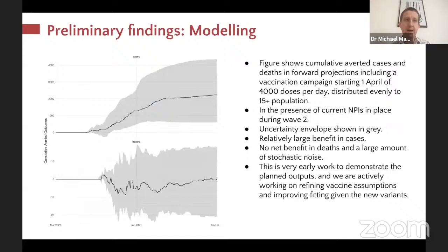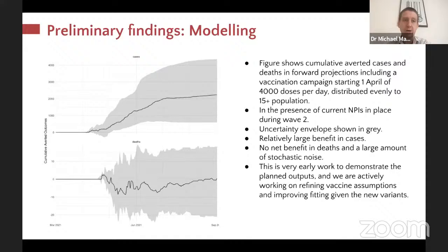Final piece of modeling, just to say we're looking at the cases and the deaths that may be averted in the Ghana situation in the context of vaccination. Ghana was one of the first countries to receive vaccination through the COVAX program and has had very high rollout of that already. And we hope that we will be able to model that and assist in really evaluating its effectiveness. But this is very early work, just to sort of give a sense of how we're hoping to bring some of these different streams of work together.